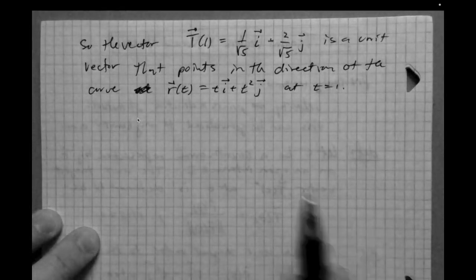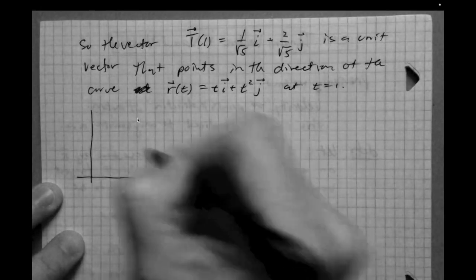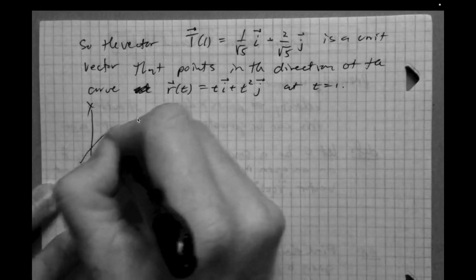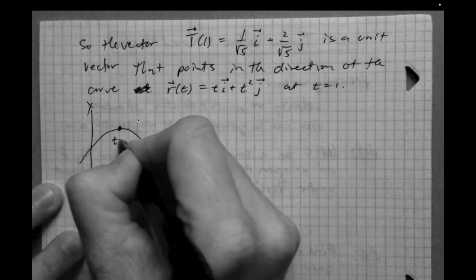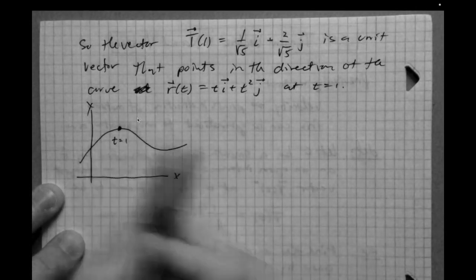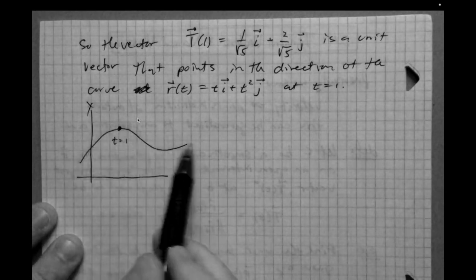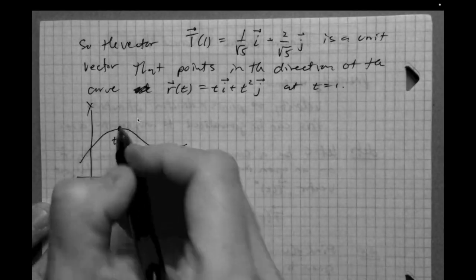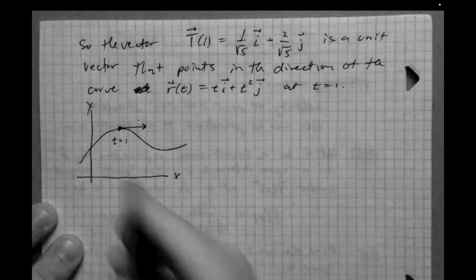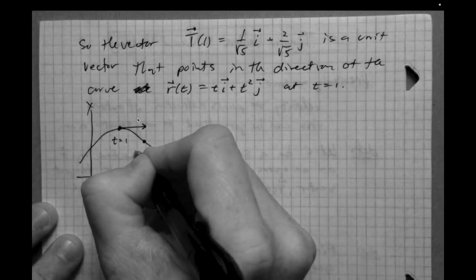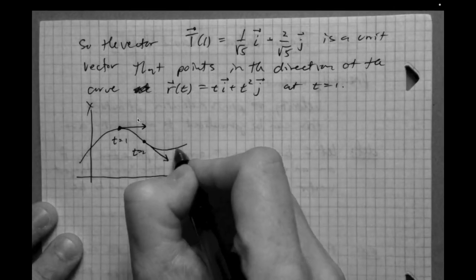Okay, now what does it mean to point in the direction of the curve? Well, let's draw a picture here. Let's say I've got my xy coordinates, we're in 2D space here, and so here I've got some curve. Let's just say that this is t equals 1. Well, assuming that the vector valued function has a left to right orientation, then the direction of the curve here would be something like that. And if this is t equals 2, the direction of the curve would be something like that, and so on.